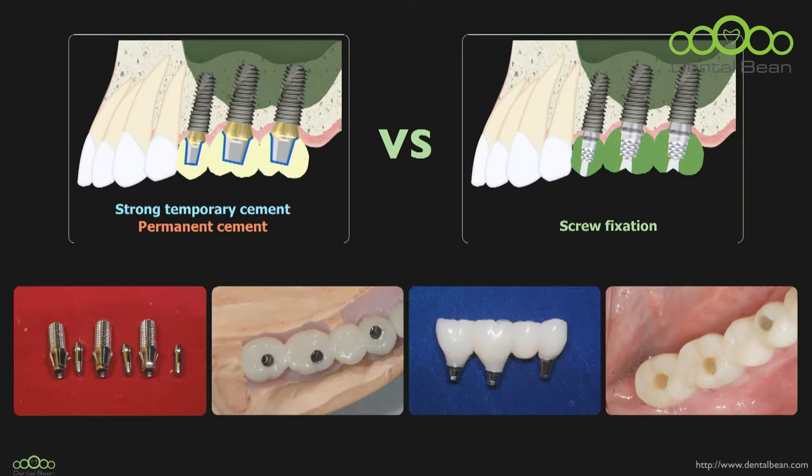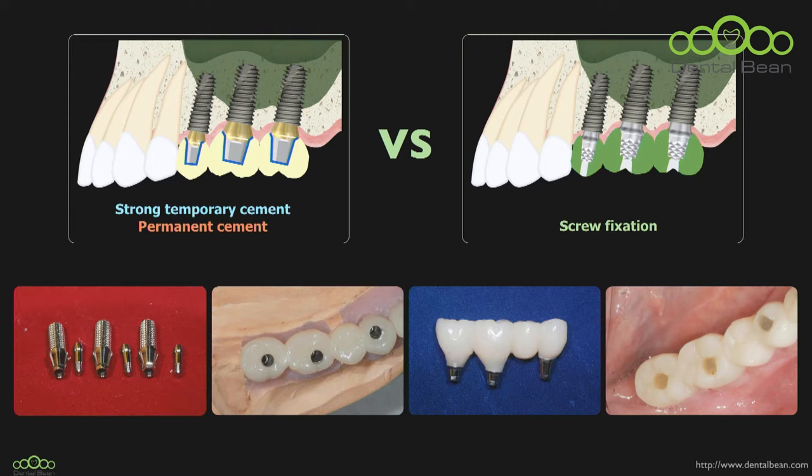But as you know, personally, I would often make a screw-retained type for the rigid connection between implants for a good immediate loading. And then there is no cement-related problem in this screw-retained type restoration. So I often make the screw-retained type temporary restoration.